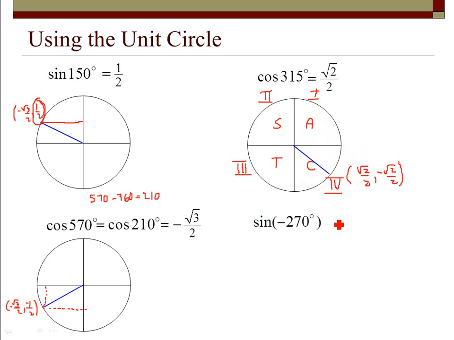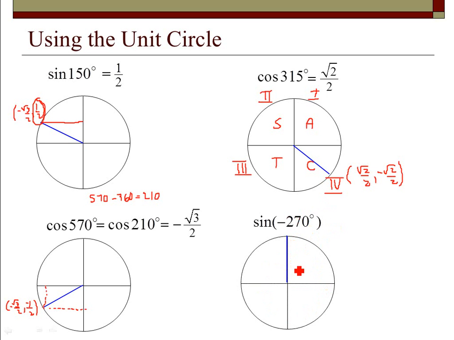Sine of negative 270. Okay, we're going backwards. You could either add 360 to this just to get a positive, or just work backwards. If I'm doing a negative angle, I just go in the opposite direction. So sine of negative 270 is the same as sine of 90, which puts me right here.